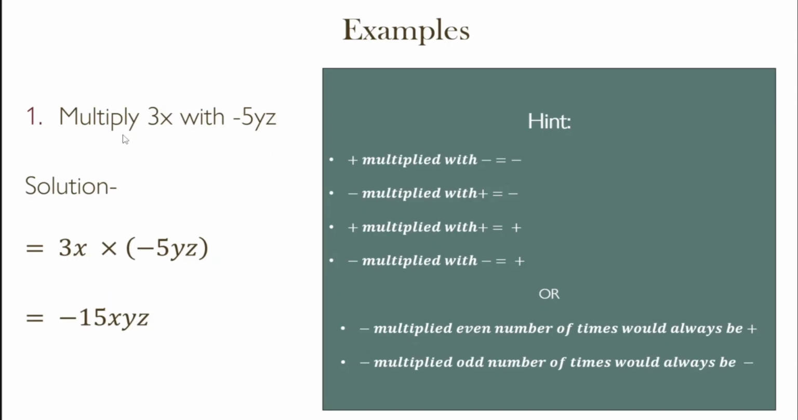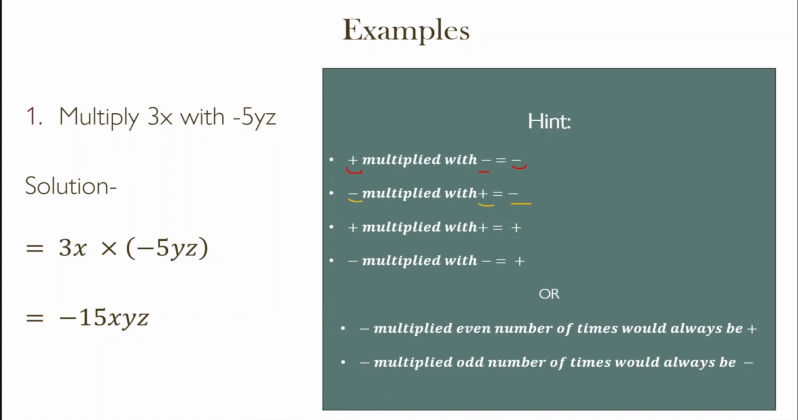So, the first example says multiply 3x with minus 5yz. Before we apply the rules, let's have a look at the hint which is given over here. The hint says whenever you multiply a positive sign with a negative sign, your final answer would always have a negative sign. Similarly, if you are multiplying a negative sign with a positive sign, again your answer would be negative.